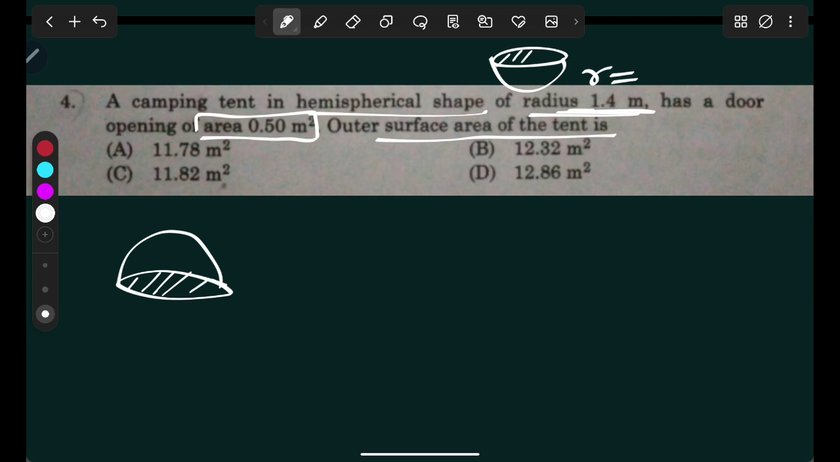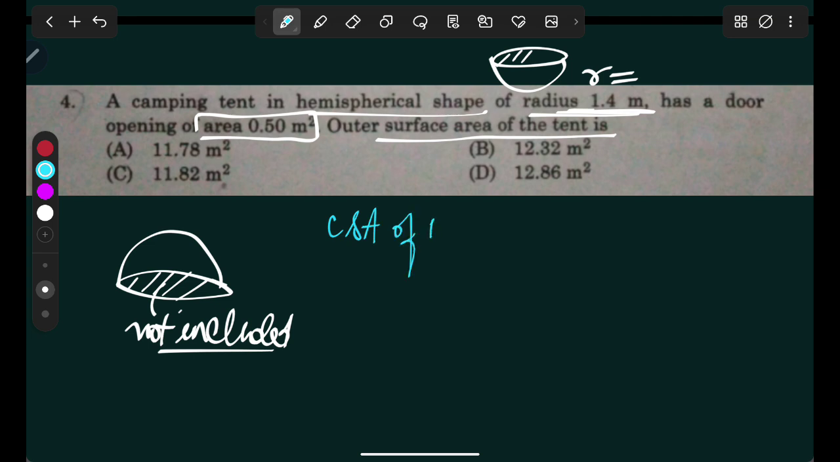We need not to calculate. This area is not included. Not included. This area is not included. We need to just find the curved surface area. Curved surface area of hemisphere we have to find.